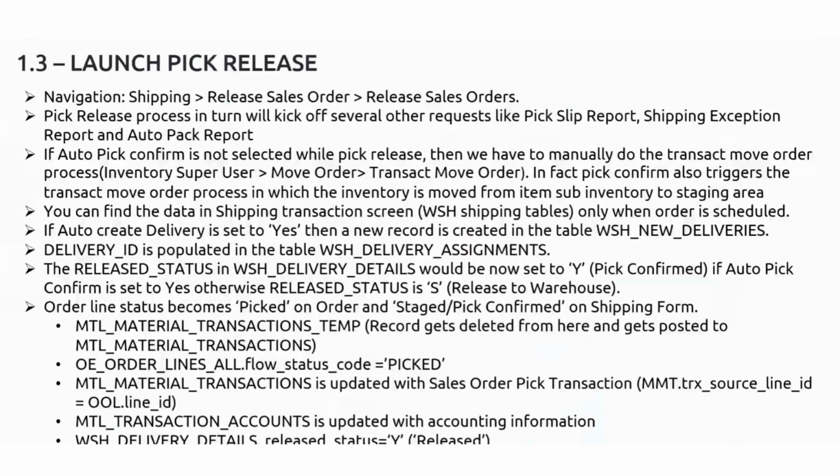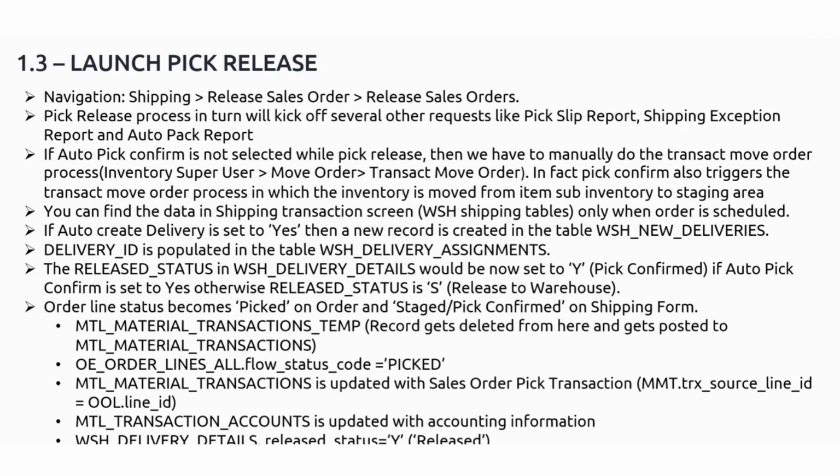Okay. Release. So basically pick release will move your item from the shipping warehouse to the staging area. You can find this step in the order management responsibility itself, where you can release the sales order. When you launch the pick release, it will create different types of reports called pick slip report, shipping exception report, auto pack report. So basically it will have the information about from which warehouse, which location it got shipped to which staging area. So every stage, like pick, release, and ship confirm, there will be a few reports which will tell you what exactly happened in that particular stage.